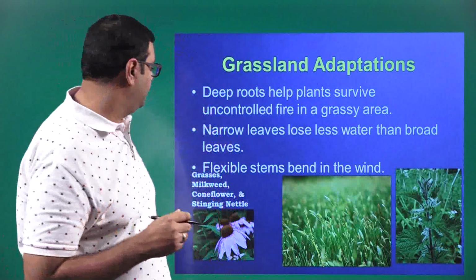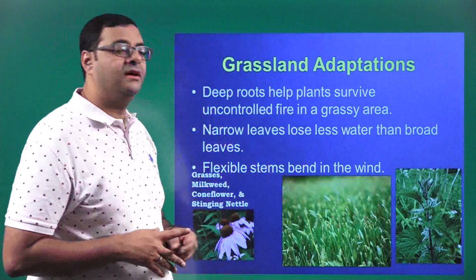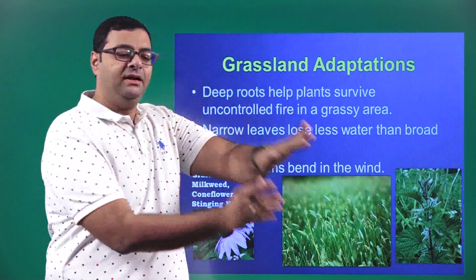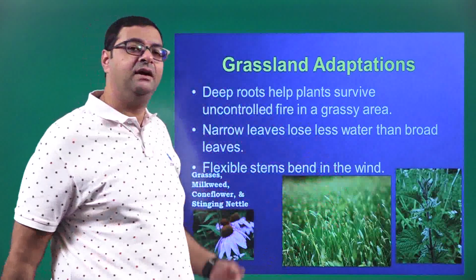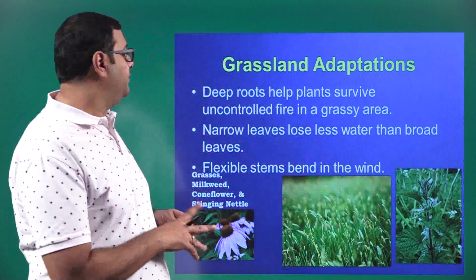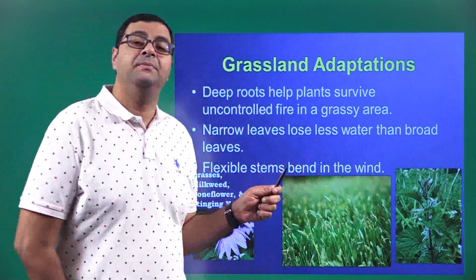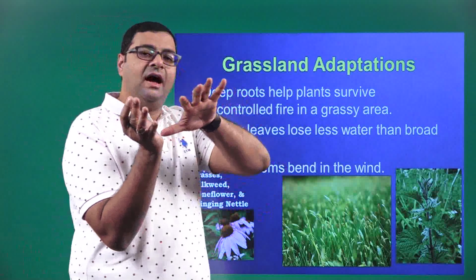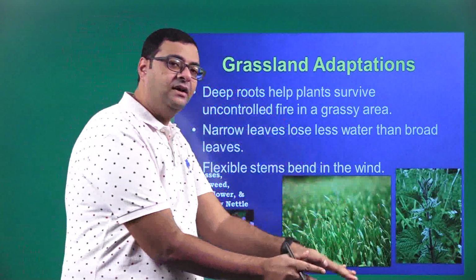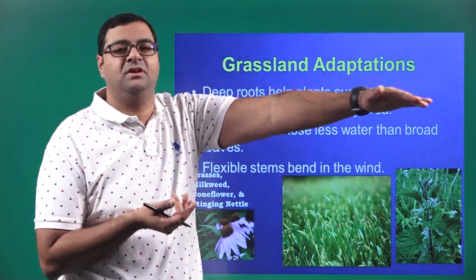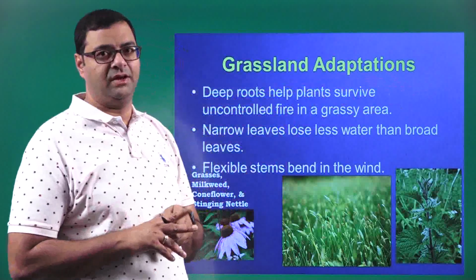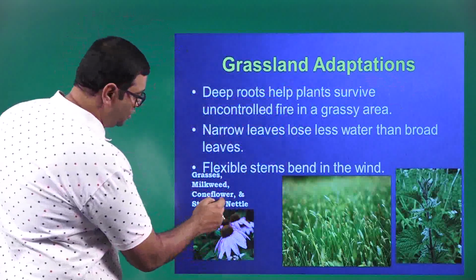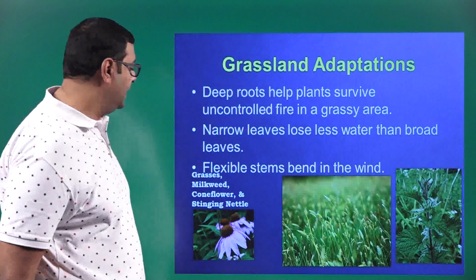less than compared to a broader pen. Now, flexible stems bend in the wind. So what do grassland adaptations do? Flexible stems bend towards the wind. When they bend towards the wind, they are not allowing the other forces of nature to take them over. So when they bend, if the fire is also there, it will just sweep over the top, but it will not go to the bottom. That's why. So a few examples of grassland plants are milkweed, cornflower, and stinging nettle.